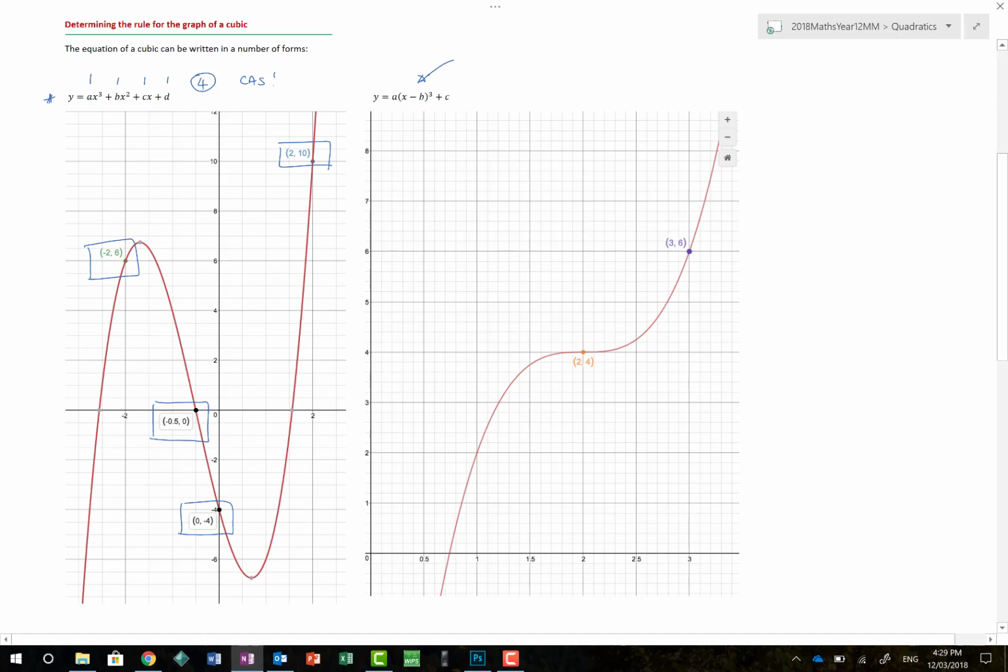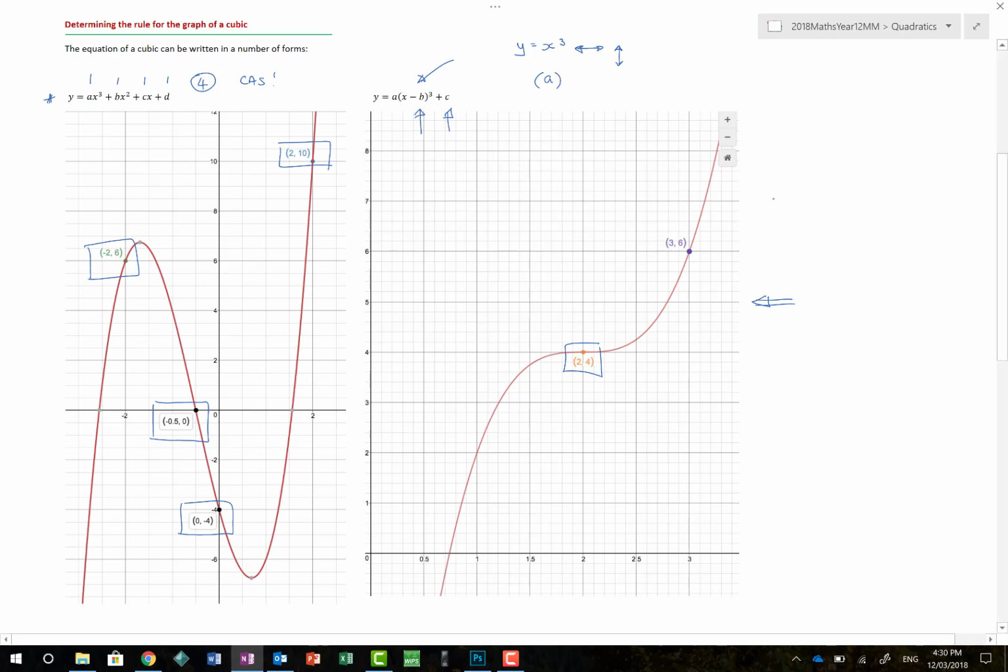This is where they've taken the standard cubic, y equals x cubed, and they've translated it horizontally or vertically, and they've given it some form of dilation to get it to where it is now. That is lovely, because if they've given you one of these graphs, then you need to know the turning point, because that's your value of b and c in my case. So there is my value of b and there is my value of c. They would then need to give you one other point to find the value of a.